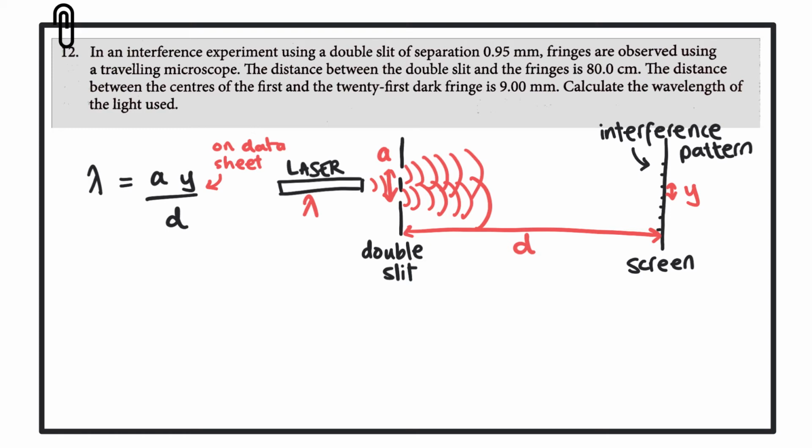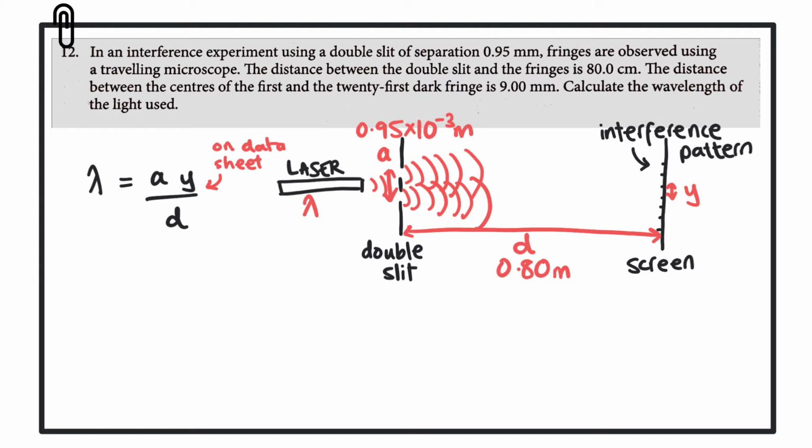So in the question we're told that the double slit has a separation of 0.95 millimeters. So we'll write that in as 0.95 by 10 to the minus 3. We're told that the distance between the double slit and the fringes is 80 centimeters. So that's D, and if we convert that into meters, that's 0.80 meters.